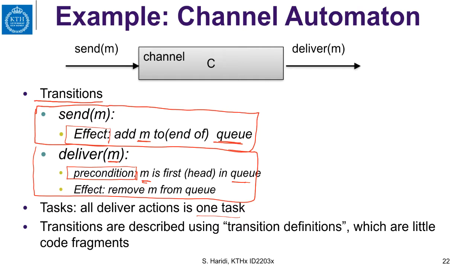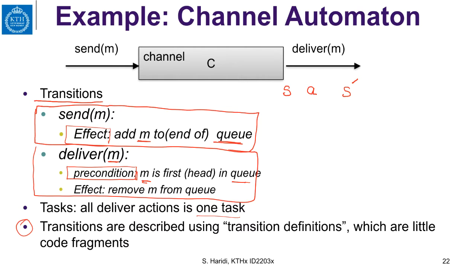So this looks like code. As we said here, transitions are described using transition definitions, which are little code fragments. Each one of these transition definitions defines a set of transitions. So let us look at one transition. What is a transition here? A transition should have some state, we call it S, perform an action A, and the resulting state, let us call it S prime.